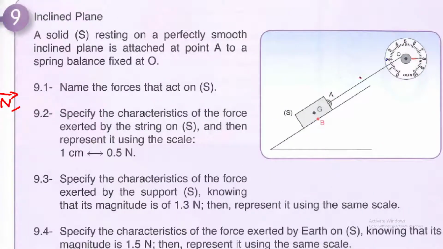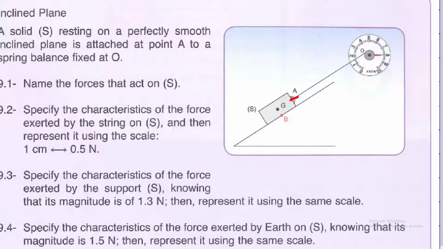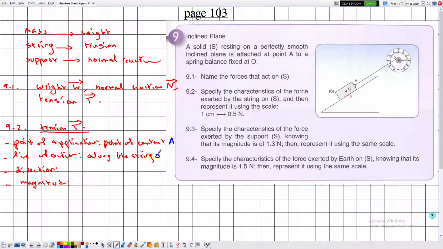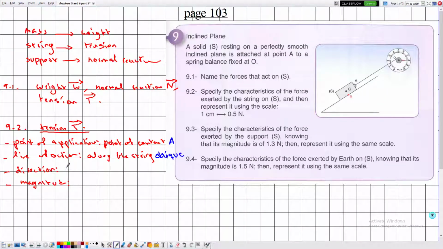Now the point of contact between the string and the solid S is the point A. So this is the point of contact A. Now along the string, so this is the line of action which is along the string. So in this case it is oblique. It's not vertical nor horizontal, it is oblique. And now as for the direction, if it is oblique, it will be either like this or like this. It is always away from the solid, which is like this. Moreover, it's preventing it from falling down, so it is upward to the right.